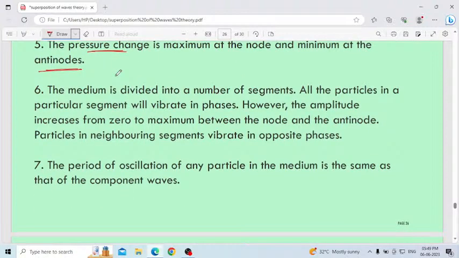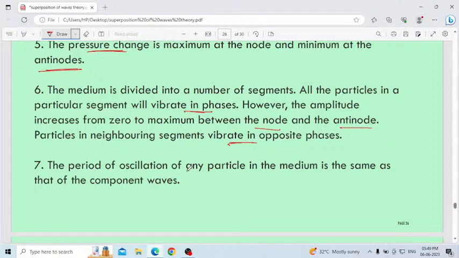The medium is divided into a number of segments. All the particles in a particular segment vibrate in phase. However, the amplitude increases from zero to maximum between the node and the antinode. Particles in neighboring segments vibrate in the opposite direction. The vibration of the particles is minimum at the node and maximum at the antinode. You can see the variation in the amplitude and in the vibration of the particles. Everything is important.